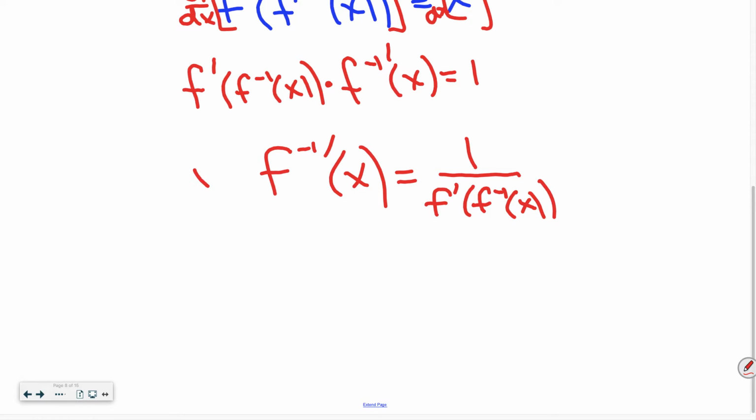Okay? This is what you need to remember. Okay? It will be a question on your test. What is that? Like, what's the derivative of an inverse? Bam, there's your answer.